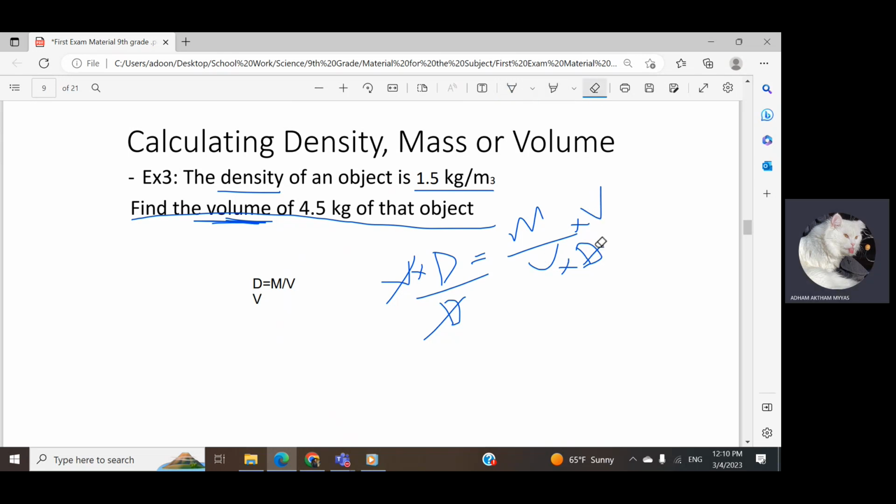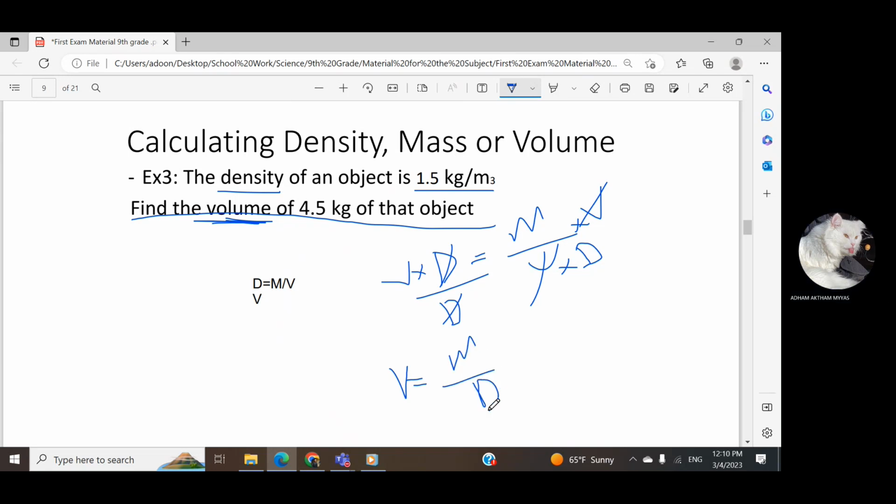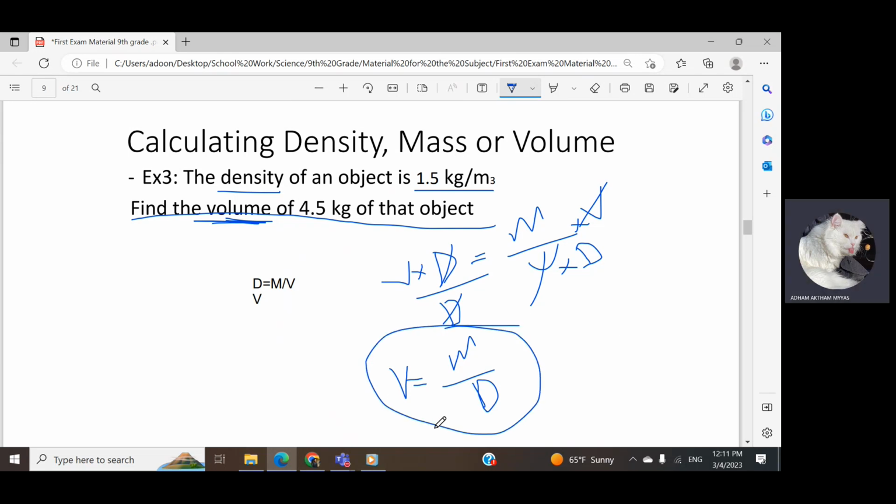So let's see the effect of multiplying these things. I will remove V with V and remove D with D. I will get just V equal M over D. So now I have the main equation for calculating the volume. If I want the mass, it will be just D multiplied with V. Try it yourself and you can get it.